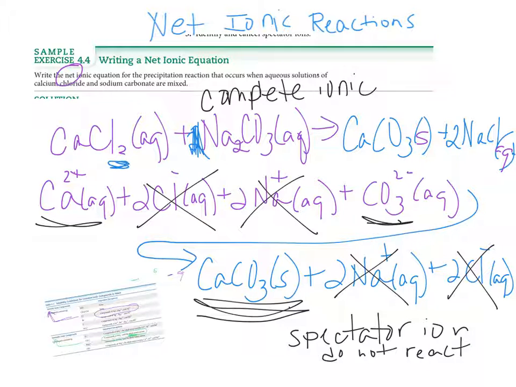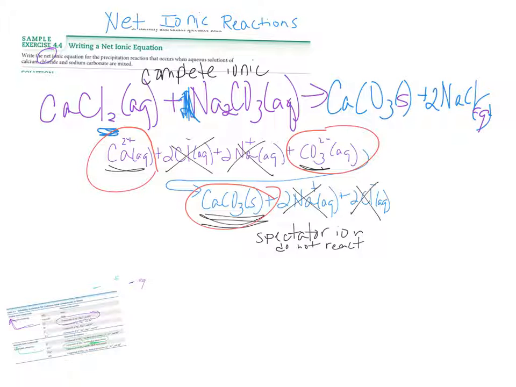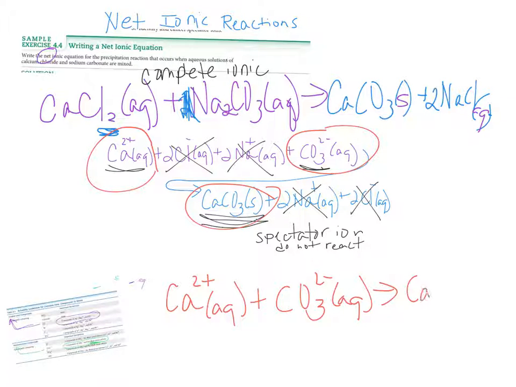So let me squish this up, and we're going to write the net ionic reaction to include the calcium and the carbonate as reactants and what that makes. So I circled what I'm including. So the net ionic reaction will be Ca2+ aqueous plus the carbonate 2− aqueous, producing the calcium carbonate solid. This is the net ionic reaction. And we'll talk about this more in class.